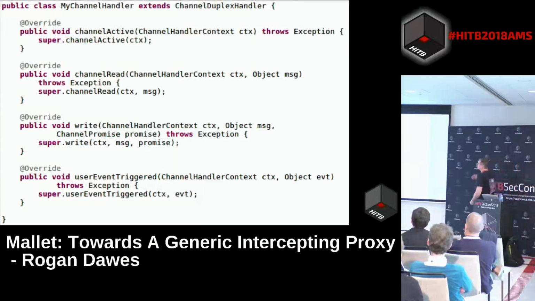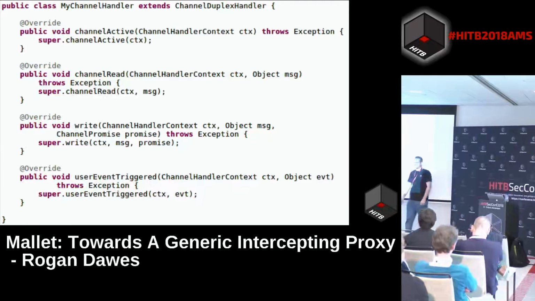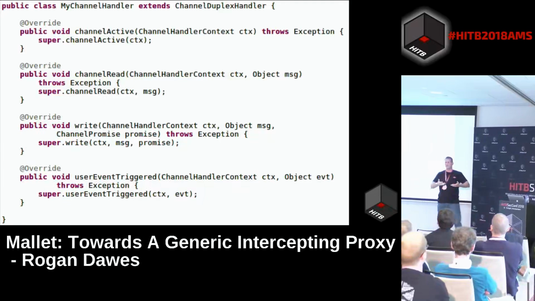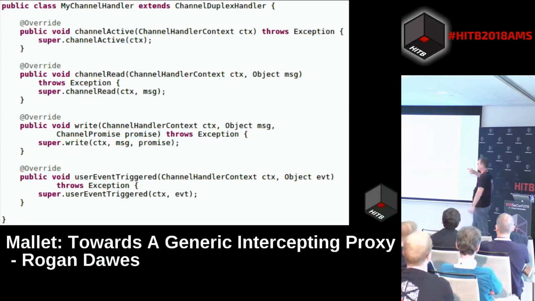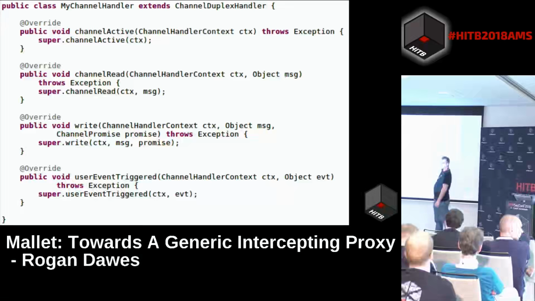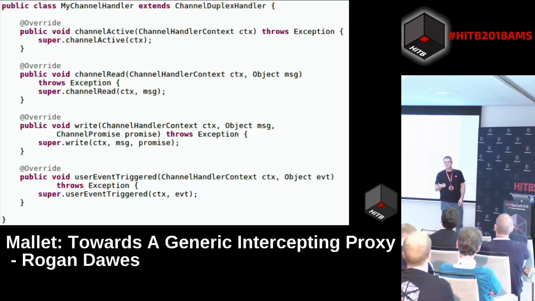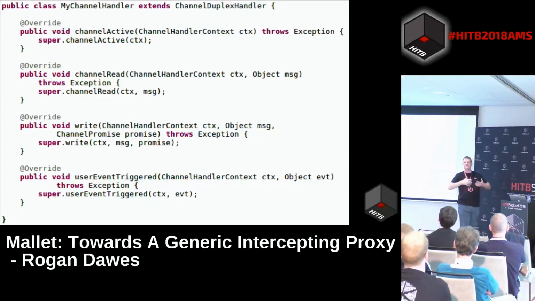All right, so this is an example of a sort of handler skeleton. You've got channel active, which, like the name suggests, is called when the connection is established. And there's a corresponding channel inactive. Channel read passes in the message that has been read, and it could be an array of bytes, or it could be something that has been pre-parsed into a Java object that you can then manipulate.